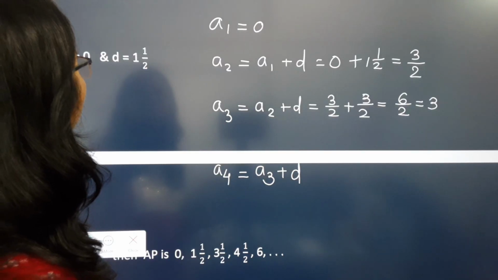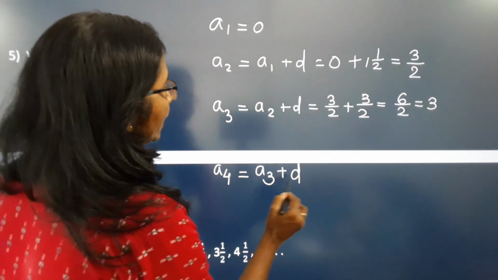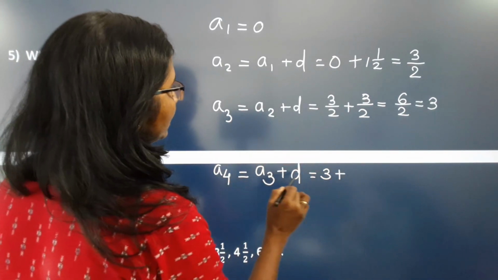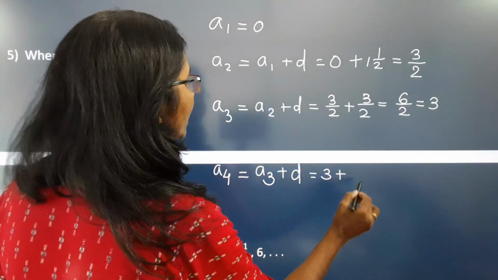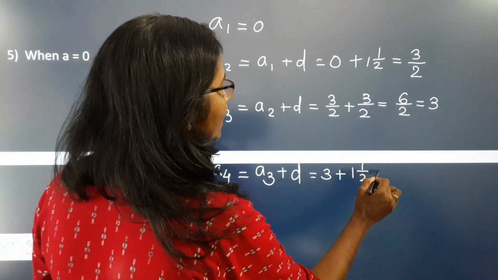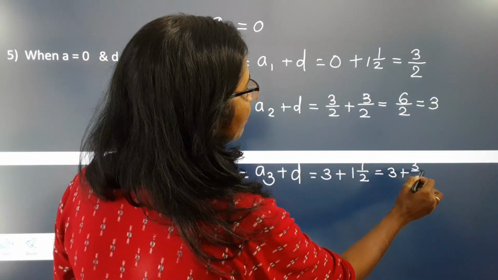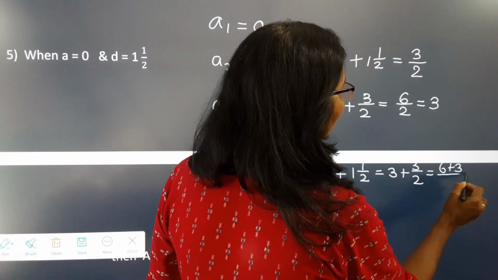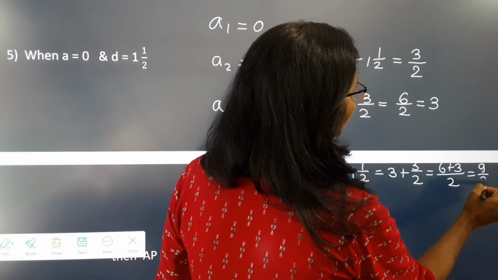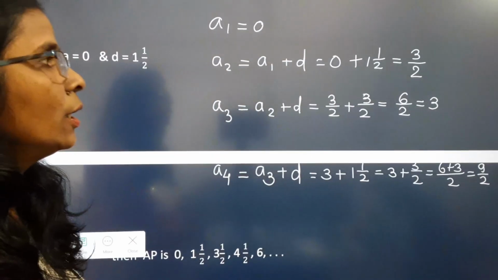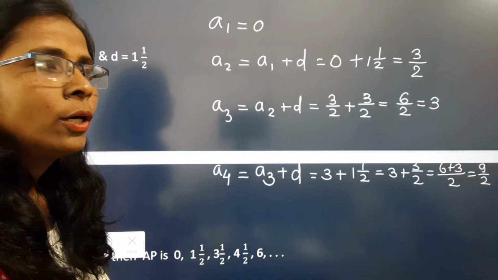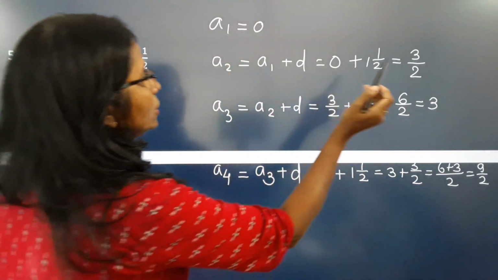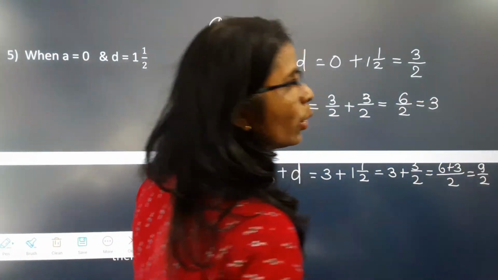Okay. So now A3 plus D, that is equal to, A3 is equal to 3 plus D. D is 1 integer 1 upon 2 and that is equal to 3 upon 2. So 3 plus 3 upon 2, that means 3 2s are 6, 6 plus 3 upon 2, and that means 9 upon 2. Okay, so this way we get the terms and this way the AP is 0, 3 upon 2, 3 and 9 upon 2.